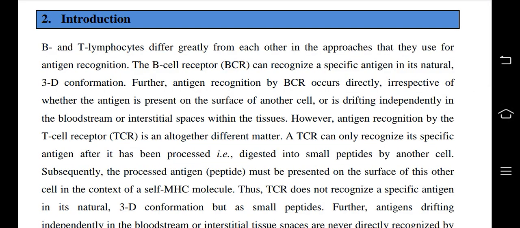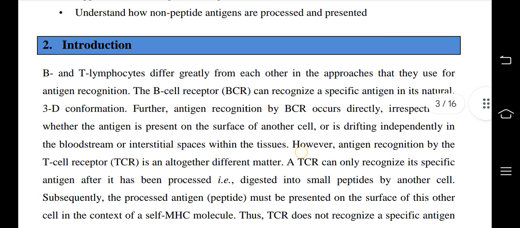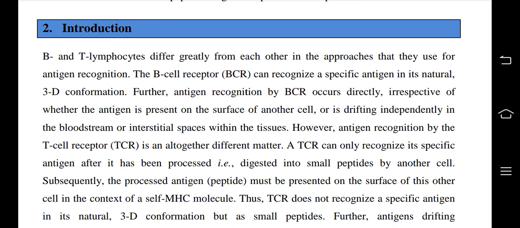B and T lymphocytes differ greatly from each other in the approaches that they use for antigen recognition. The B cell receptor BCR can recognize a specific antigen in its natural 3D conformation. Further, antigen recognition by BCR occurs directly, irrespective of whether the antigen is present on the surface of another cell or is drifting independently in the bloodstream or interstitial space within the tissue.